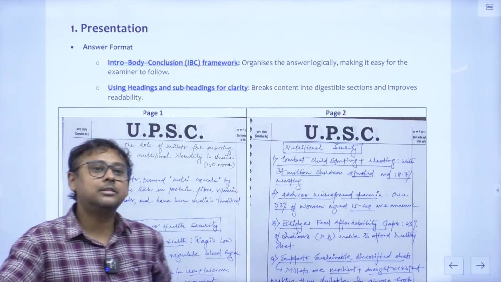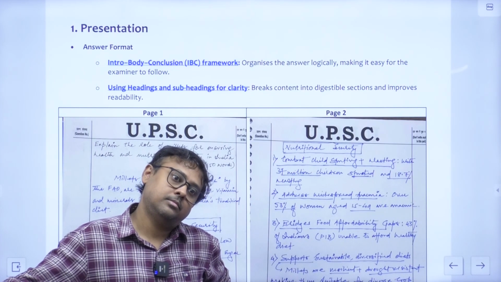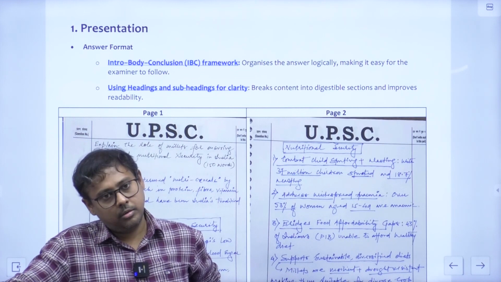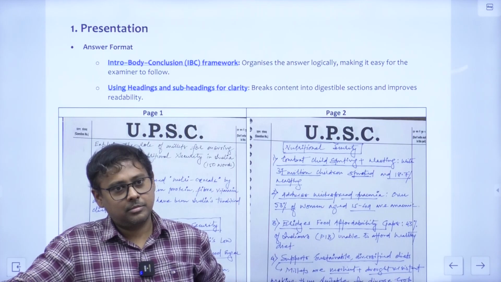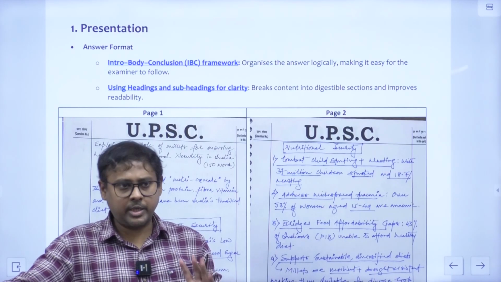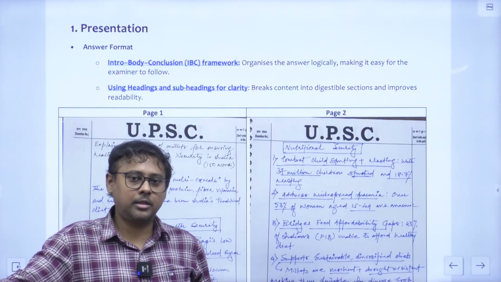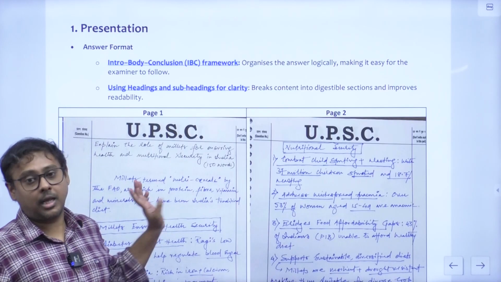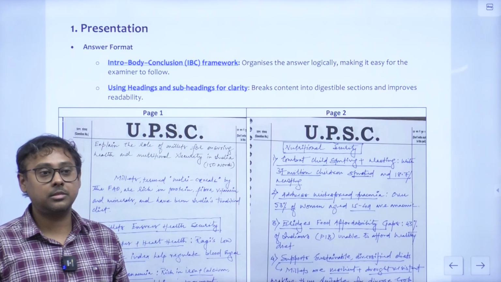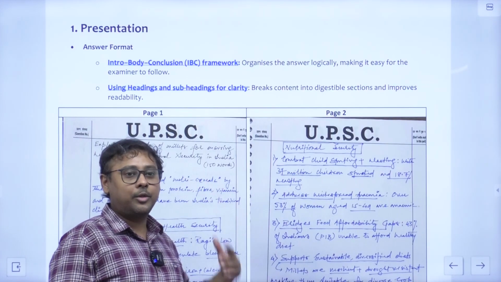Start or end, yes. Intro explains to the examiner that we have understood the demand of the question. Conclusion gives the idea to the examiner that I have a positive mindset of the way to cover it. This is one aspect of intro and conclusion. That is true. Any other understanding of why? I'll tell you. The reason is that this is a classical format, a method of writing answers. This is not something that has been invented by UPSC.